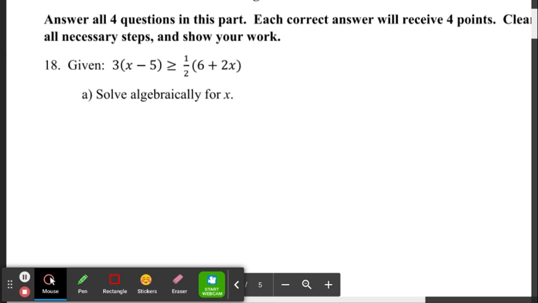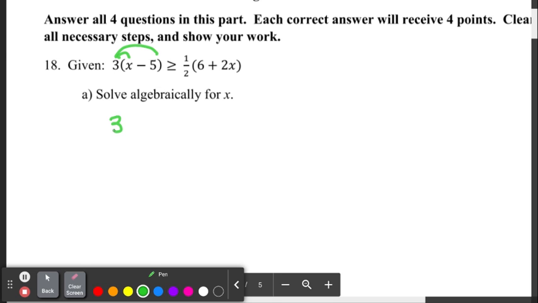The last one we're going to do for this review is solving an inequality. This takes equations, inequalities, number lines, graphing, notation, and puts it all together. So here's our problem. Given 3 times the quantity x minus 5 is greater than or equal to 1/2 times 6 plus 2x, solve algebraically for x. So first thing I'm going to do is distribute. So I have 3x minus 15 is greater than or equal to.